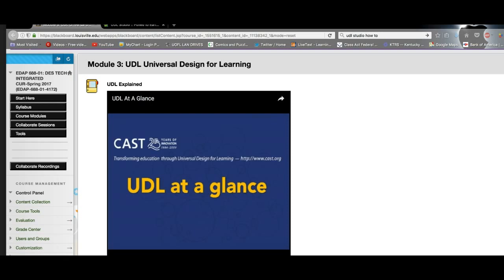Now, UDL comes from CAST, as you can see up here, Center for Applied Special Technology. How about that? And it is also associated with Howard Gardner. Both are located out of Harvard University. As you well probably know, Howard Gardner is famous for his learning styles. And so CAST gives a little bit of recognition to that, but I think it does it in a more meaningful way. What UDL is about is looking at how we can reach people who are on the quote-unquote margins.